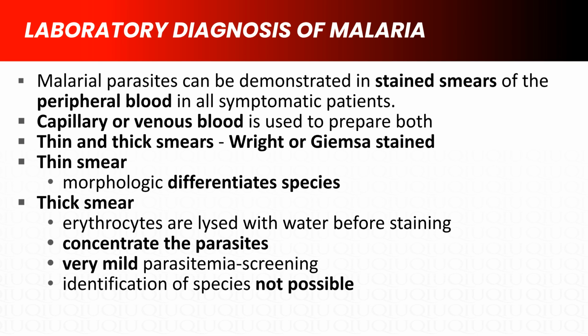Thin smears preserve red blood cell morphology, allowing detailed examination of parasite morphology to differentiate species. You can see the size of infected cells, presence of stippling, and detailed parasite features. Thick smears are prepared by lysing erythrocytes with water before staining, which concentrates the parasites. This makes thick smears much more sensitive for detecting very mild parasitemia and excellent for screening. However, species identification is challenging in thick smears due to the distorted appearance. In practice, thick smears screen for parasites, and thin smears identify the species.